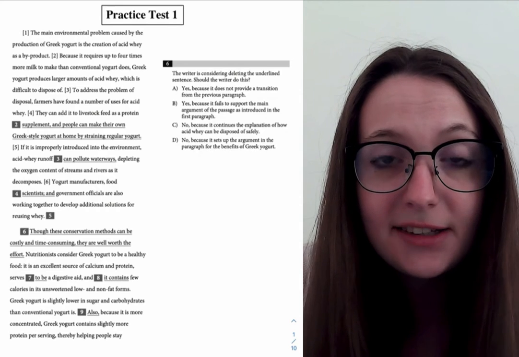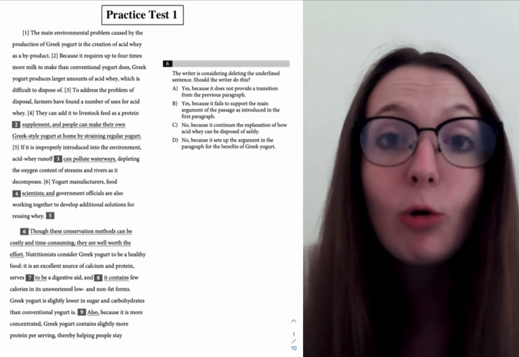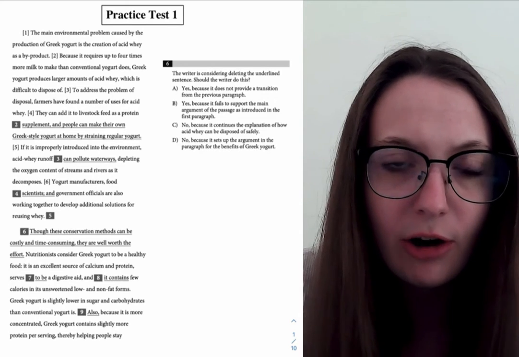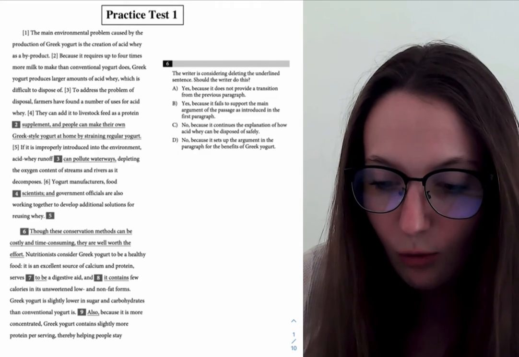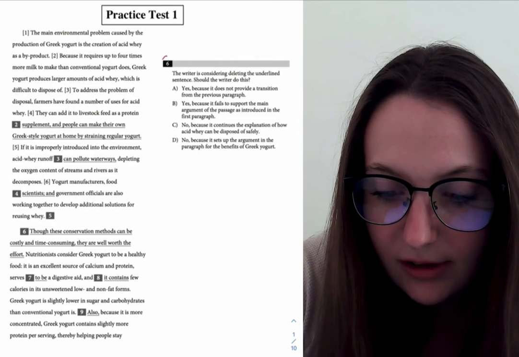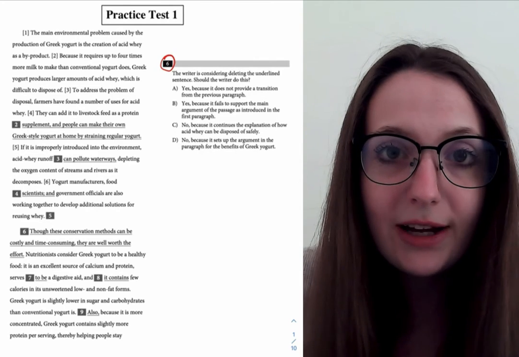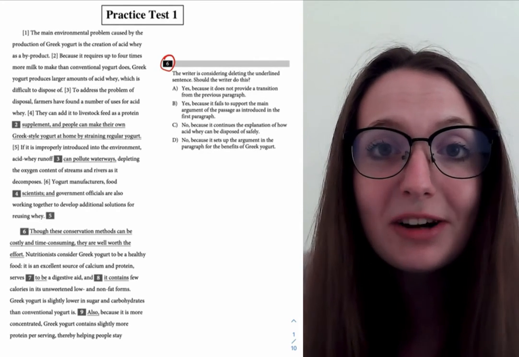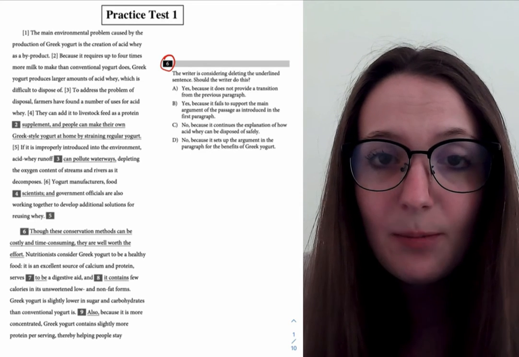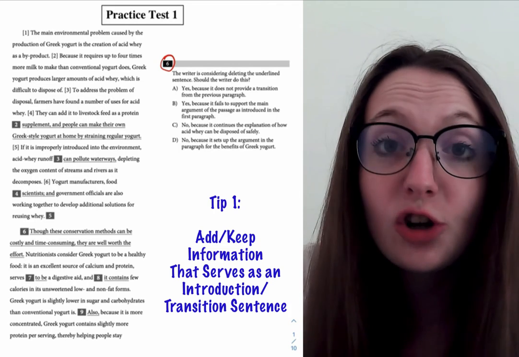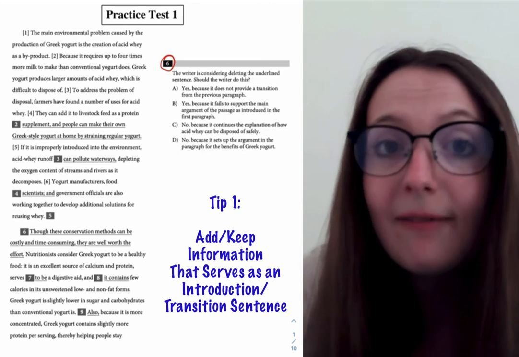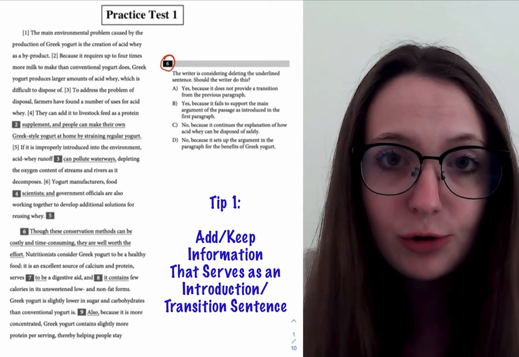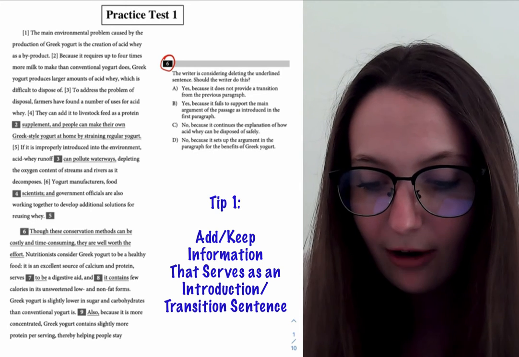Alrighty, so first we're going to talk about a really, really common case in which you absolutely want to either add the sentence, if they're giving you the option to add it, or keep the sentence, if they're giving you the option to delete it or keep it. So let's begin with practice test 1, question number 6. The first 3 examples that we're going to look at are where it's absolutely necessary to keep that sentence, because it's either serving as a transitional sentence from the preceding paragraph to the new paragraph, or it's going to introduce the content in the following paragraph.